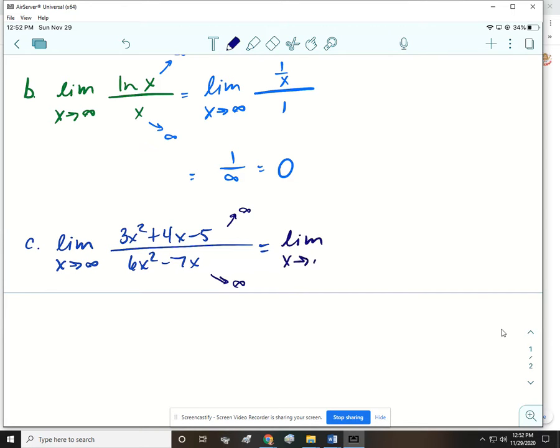So the limit as x approaches infinity of 6x plus 4 over 12x minus 7. All right, then if I plug in an infinity again, I'm still going to get infinity over infinity. So this is when you can do L'Hopital's Rule a second time.